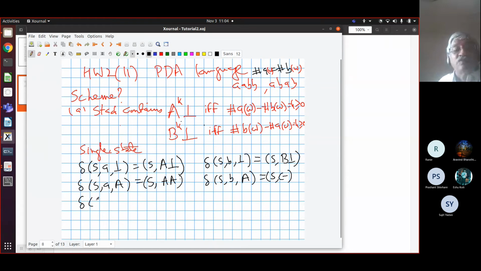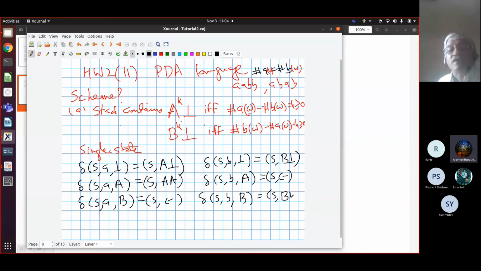Okay. Yes, sir. So delta S, A and a B if I have, then what do I do? Again, same S comma epsilon. Yeah, and delta S, B and a B. You push it, so BB. B, I mean. So by doing this, at the end of the word, what will be left on the stack?